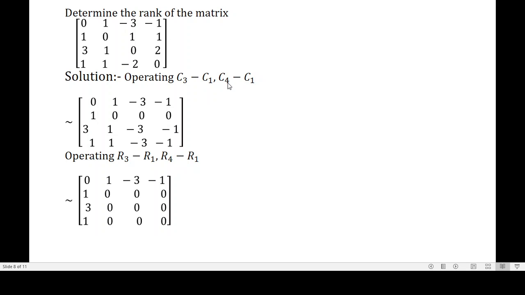Then do C4 minus C1. If we do C4 minus C1, this element becomes 0. So minus 1 minus 0 that is minus 1. 1 minus 1 is 0. 2 minus 3 is minus 1. 0 minus 1 that is minus 1. Okay. So the elementary column operations are C3 minus C1 and C4 minus C1. Therefore, the given matrix is equivalent to this matrix.